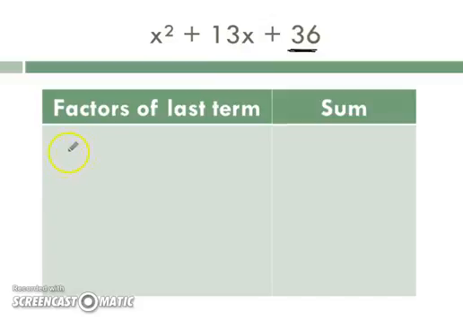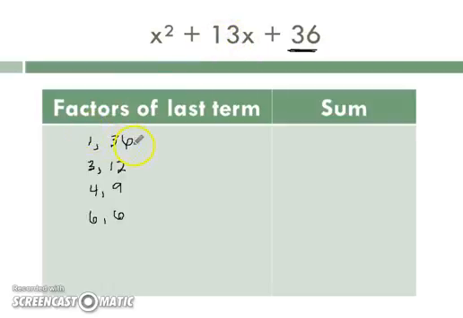So for 36, obviously you could have 1 and 36. You could have 3 and 12. You could have 4 and 9. You could even have 6 and 6. So now looking at this, I need to find the pair that when added equals 13x.